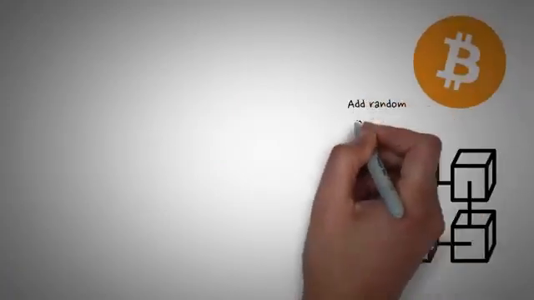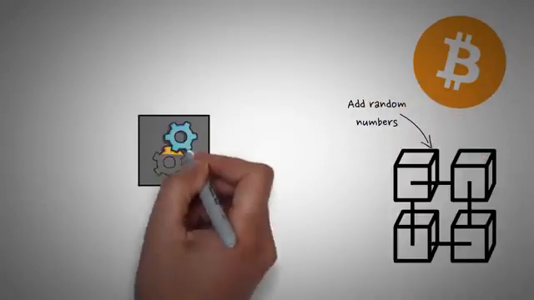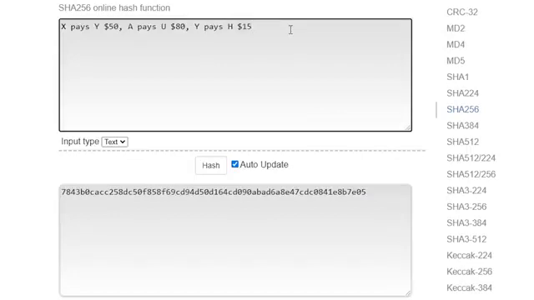And so what Bitcoin is doing whenever you mine it is we're trying to add random numbers to whatever the block is so that we get a special ending. For example, let's say we're trying to mine this. X pays Y $50, A pays B $50, and Y pays H $15. You'll get this as the output. Now, this is what Bitcoin is doing. We ask ourselves, what number do we have to add to the end of that list to get a 0 at the end of the hash?